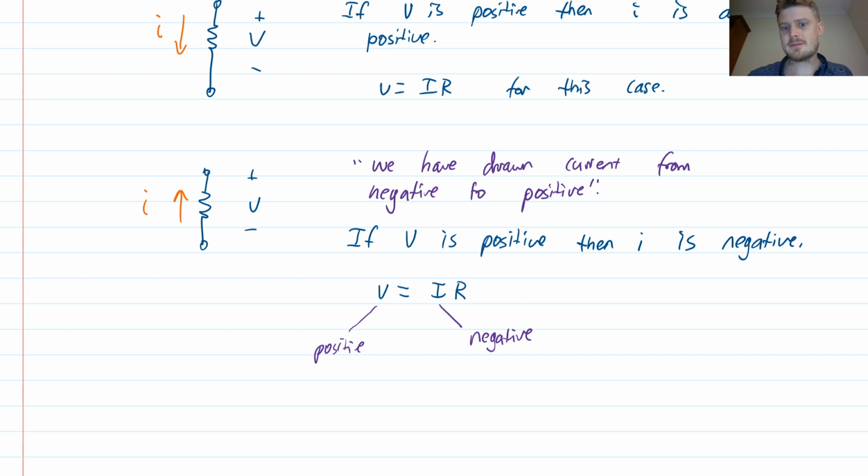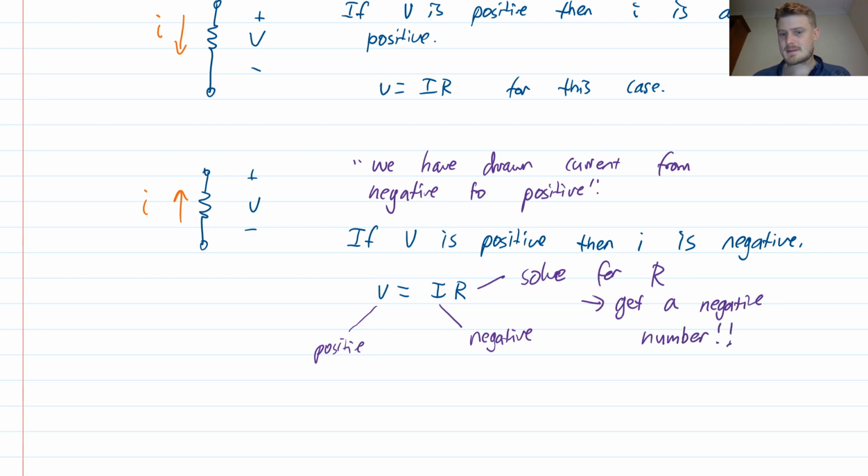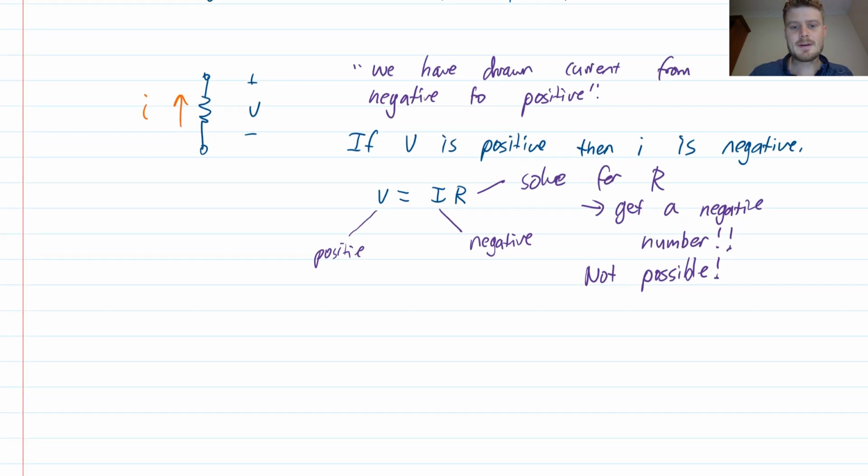So therefore, for this circuit, if I write V equals IR here without any negative sign, then I think to myself, okay, this one here is positive, this one here is negative, and I've got a problem. Because solve for R and get a negative number, and that's a problem because that can't happen. Resistances are always positive. Not possible. So therefore, when I write Ohm's law for this element, I must put a minus sign, minus IR, and that is necessary in order to get a coherent and mathematically sensible description of what's happening.